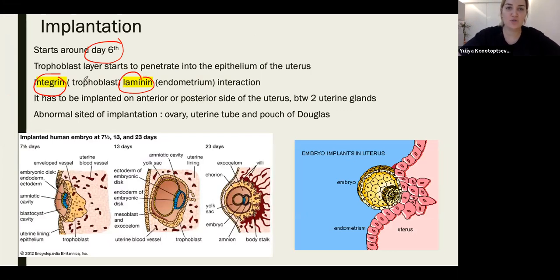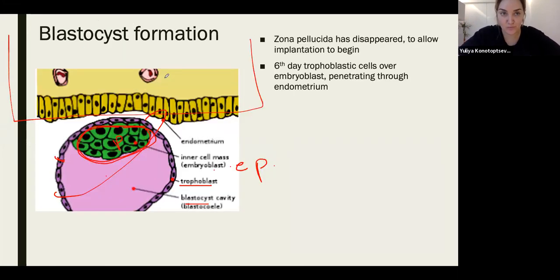Integrins are located on the surface of the trophoblast. Laminins are located on the surface of endometrium. So here we're going to have lots and lots of laminin. This laminin is ready to interact with integrin. Where is integrin? We said trophoblast, but not everywhere on the trophoblast. Integrin is present only on that trophoblast which is overlying the embryoblast. Only that trophoblast, which is on the top of the embryoblast, will have integrin on their surface.